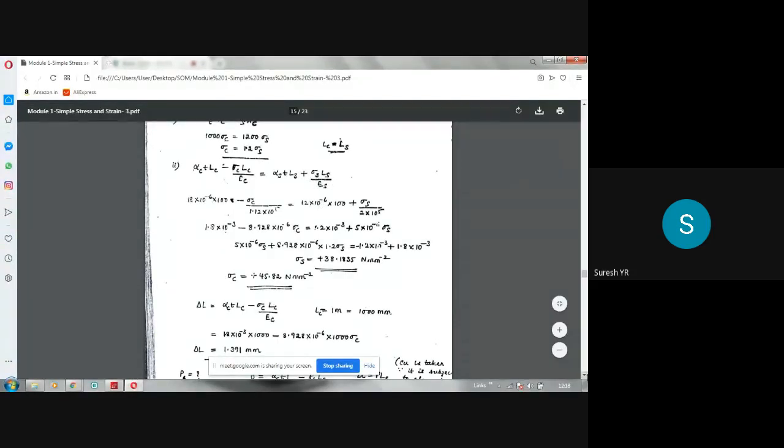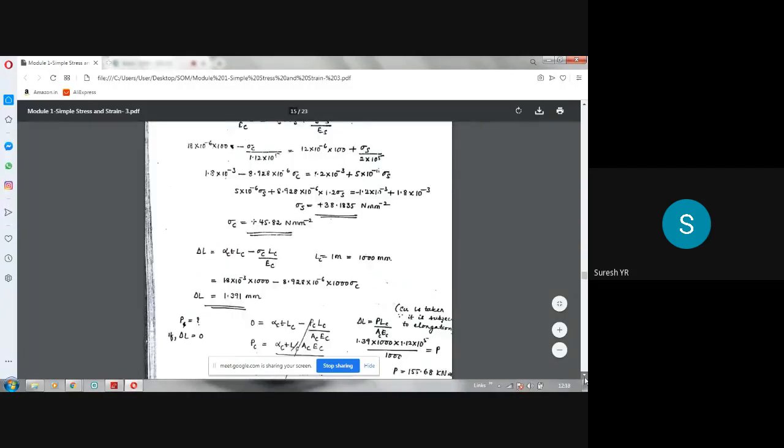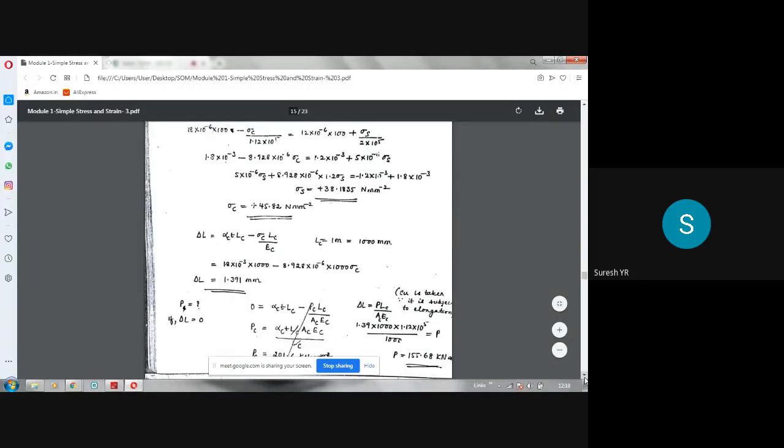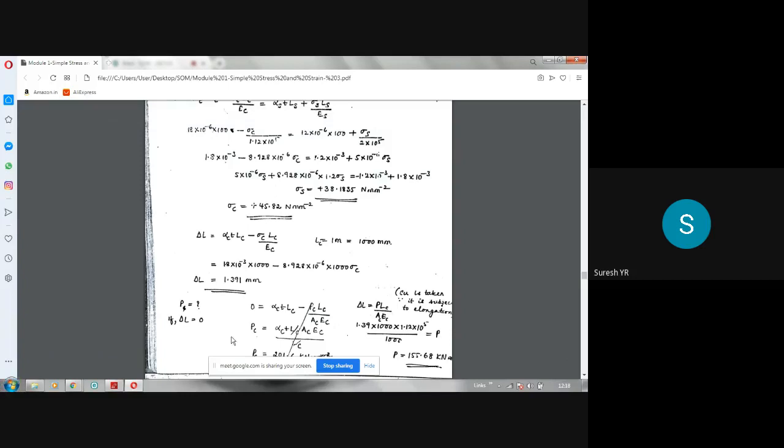You can check it. Next, the third part: suppose you want to avoid this delta L, you want to restrain it, to nullify the elongation effect, delta L equal to 1.391, what should be the force applied in the opposite direction? That means P should be applied in the opposite direction to avoid the elongation of the compound bar due to heating. In that case, you have to take this as delta L. So the unknown will be P.